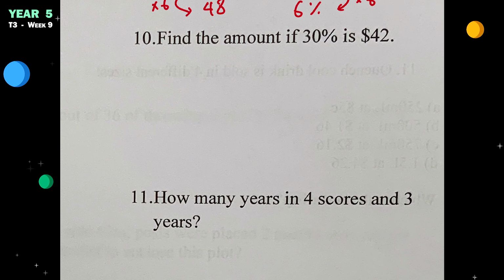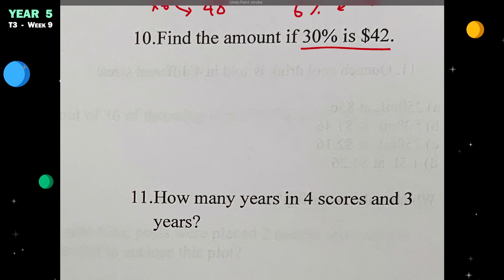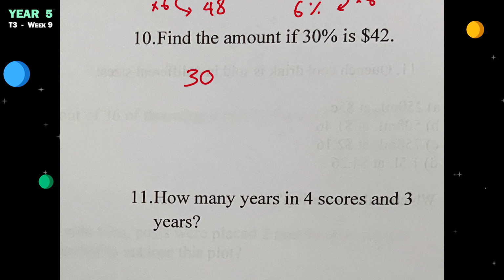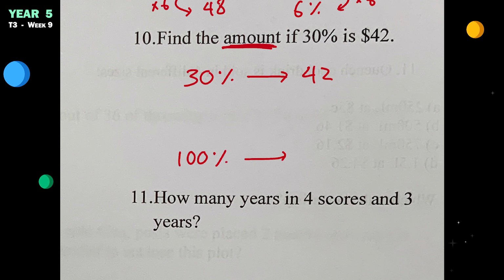Find the amount if 30% is 42. So 30% is your 42. So find the amount, find the whole amount is what they want. So they want you to find 100%. So you can't go from 30 to 100 straight away. So we go from 30 maybe to 10%.